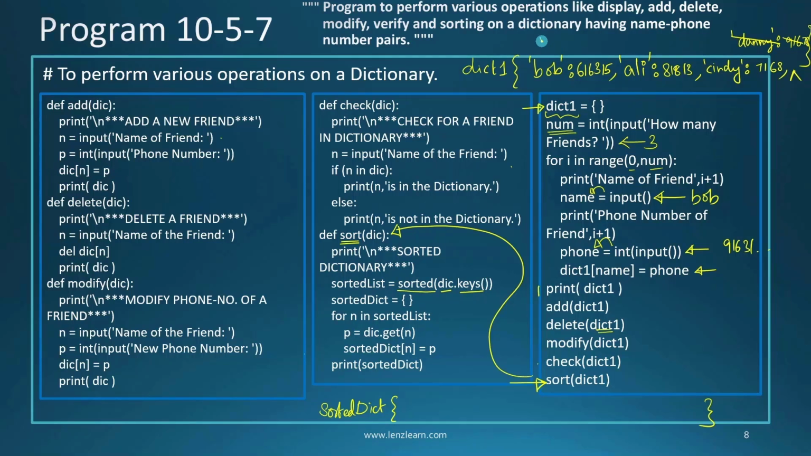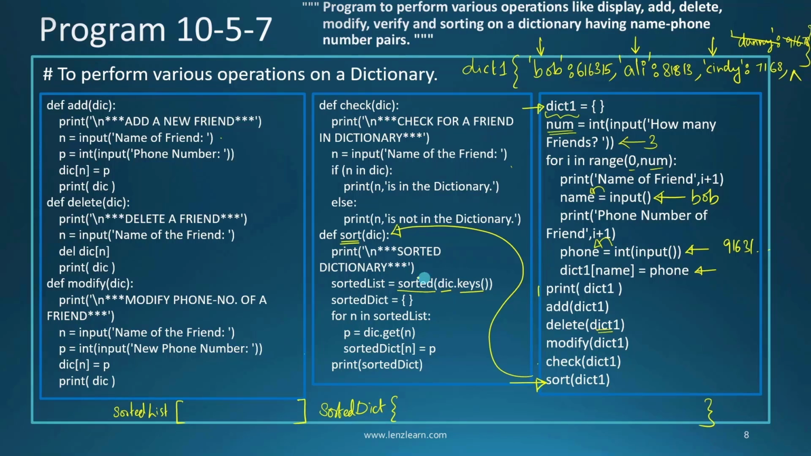So here you can see key value is the first value, which means the names. So it will sort Bob, Ali and Cindy in ascending order and store it into a list called sorted list. So now I have a new list called sorted list. Now inside that I have 3 values.